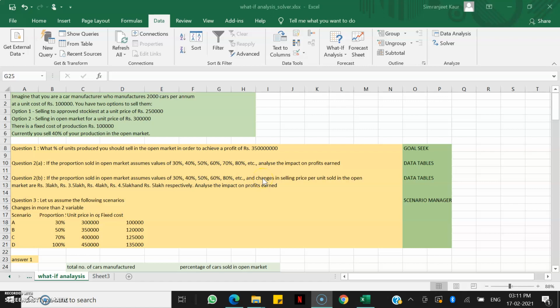In this tutorial, we are going to learn about what if analysis and how to do it on Excel. So we will perform goal seek, data tables as well as scenario manager. So this is the question that is given to us.